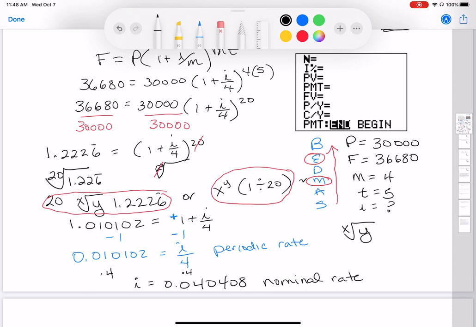Now, what does this nominal rate mean? I'm going to round this. It's about 4.04% per year compounded quarterly.